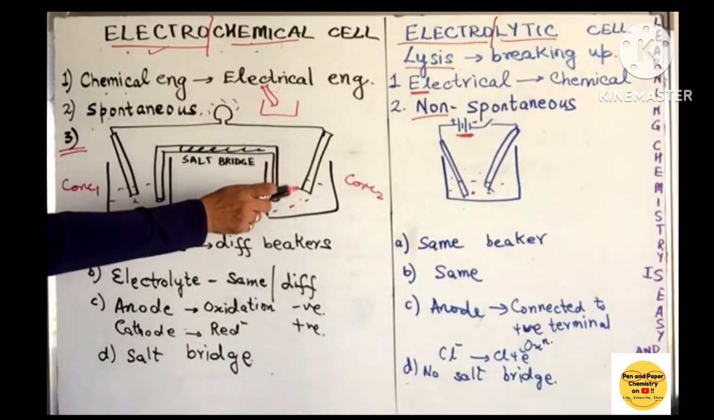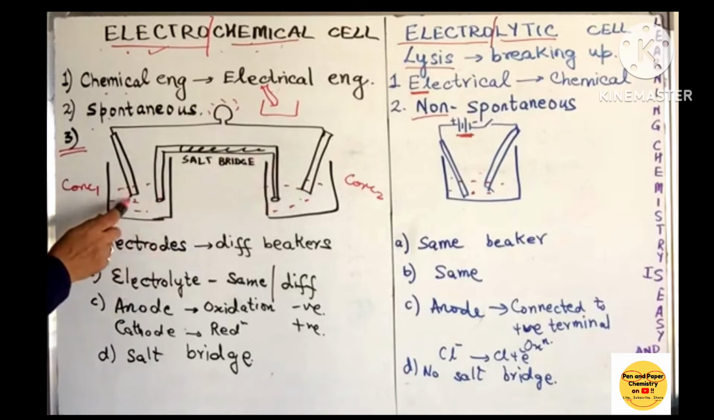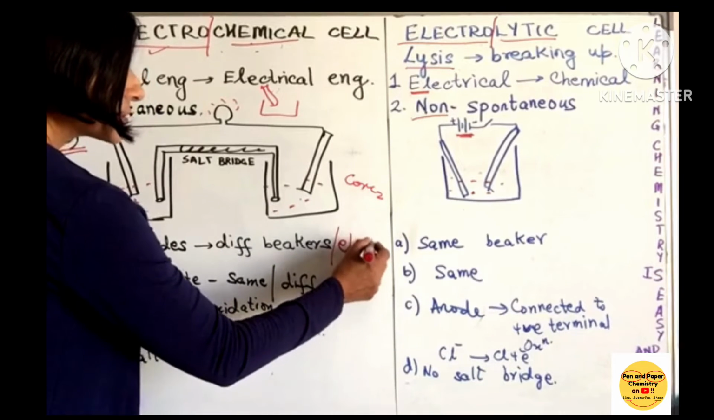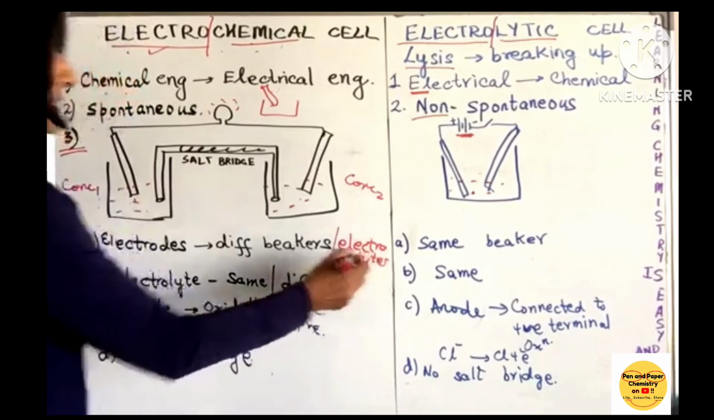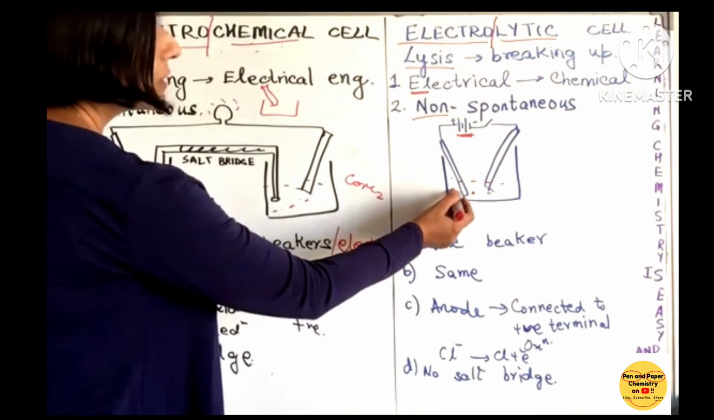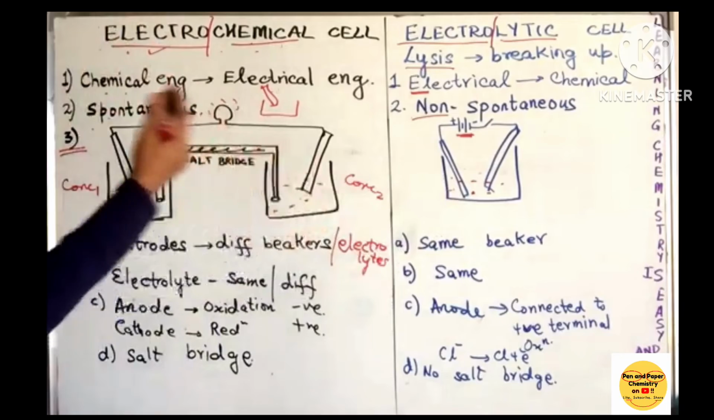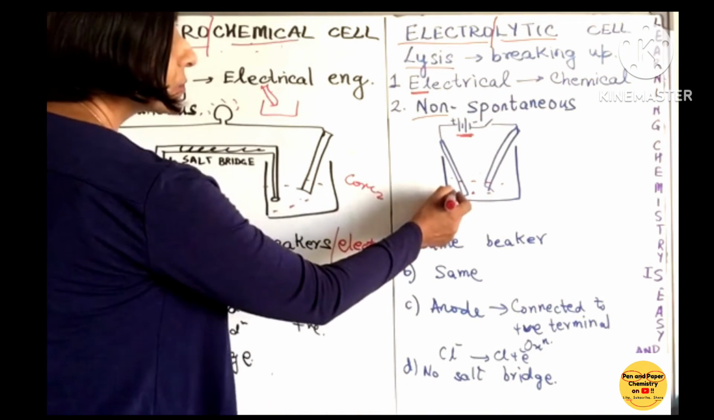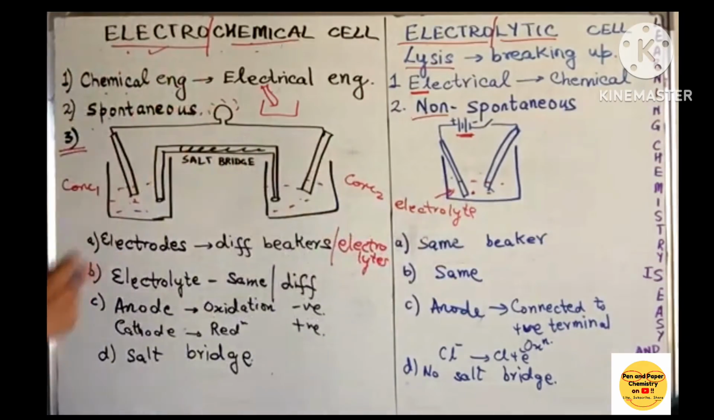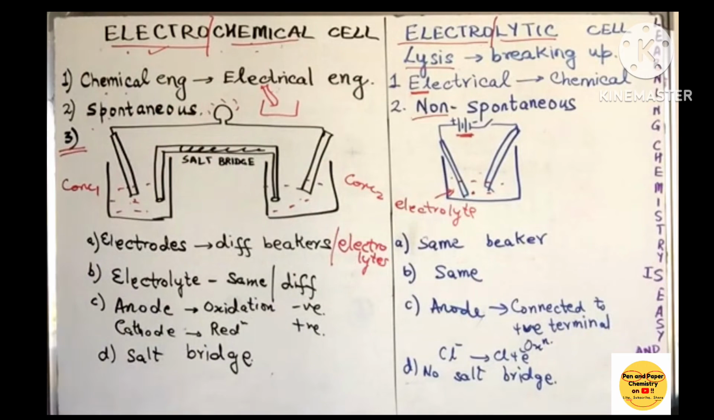Then what about the electrodes? Yes, the electrodes are immersed in separate solutions or separate electrolytes. So we can say different beakers or different electrolytes as well. The electrolytes can be the same, but then they will have different concentration, in which case we call them concentration cells. Whereas in the case of electrolytic cell, if you notice, the electrolyte remains the same. The electrodes are dipped into the electrolyte solution, both the electrodes into the same electrolyte solution.